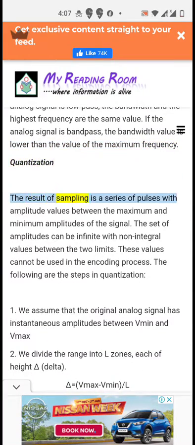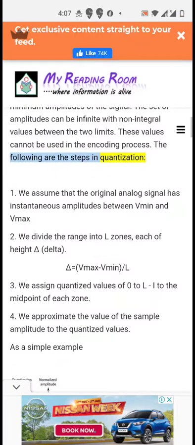Quantization. The result of sampling is a series of pulses with amplitude values between the maximum and minimum amplitudes of the signal. The set of amplitudes can be infinite with non-integral values between the two limits. These values cannot be used in the encoding process. The following are the steps in quantization.